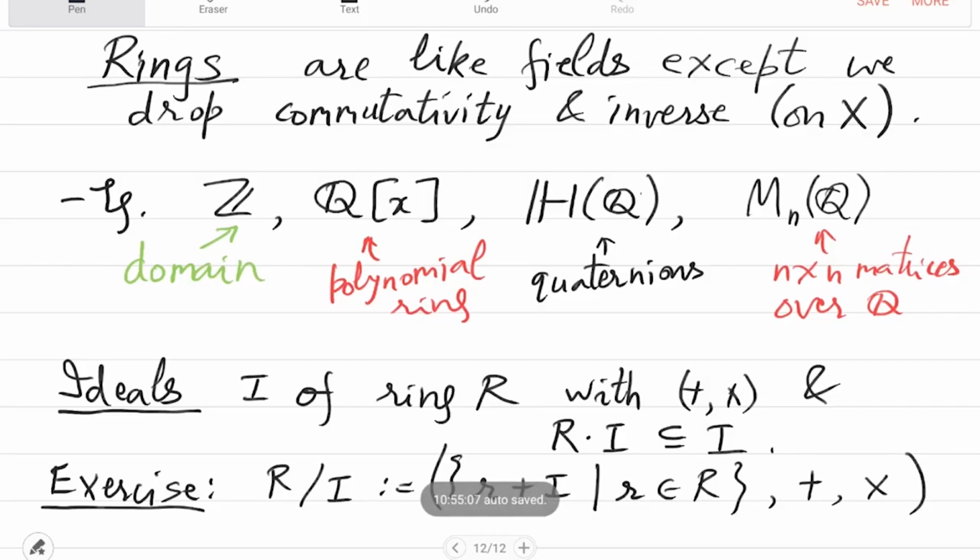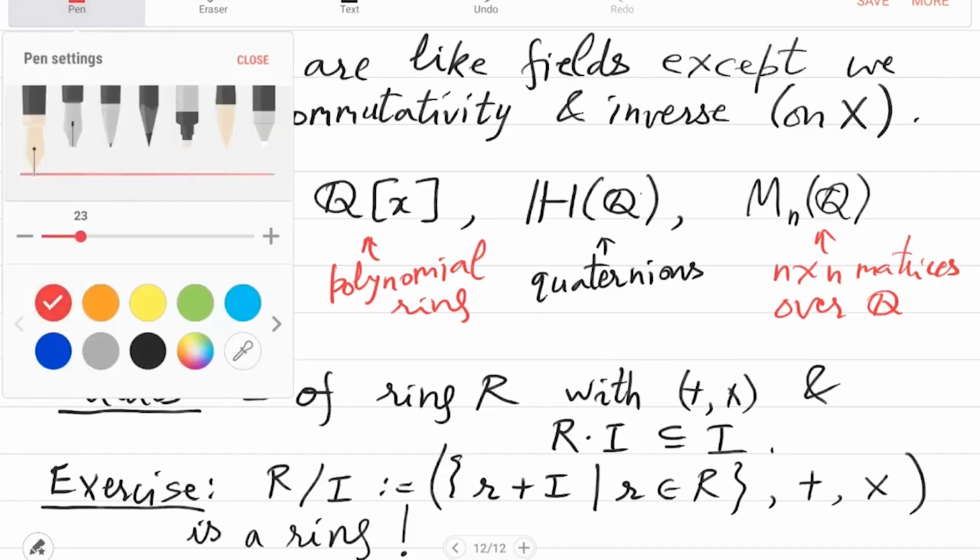So you do this as an exercise. R mod I is a ring. Okay, this is not at all obvious. This needs exactly the way we have defined an ideal. This is the motivation for the definition of ideal, because we want this new ring structure. So we'll read this as R mod I.